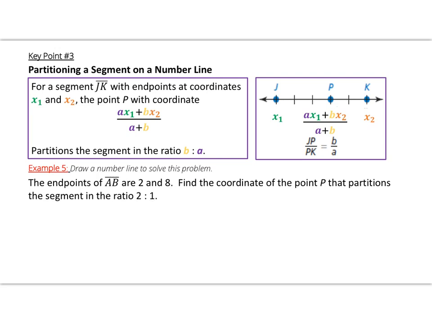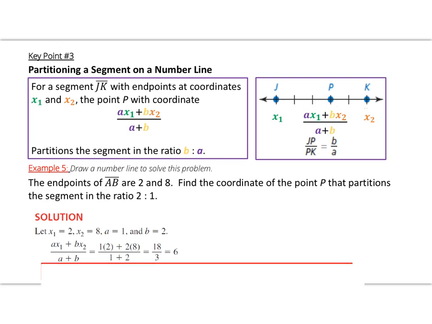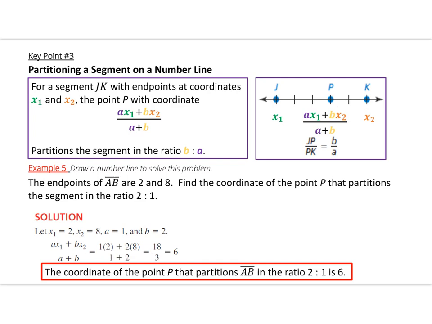So let's see this in action. So here we have 1 times 2 plus 2 times 8, all divided by 1 plus 2. So use your order of operations, you get 18 divided by 3, which equals 6. So our point P will land at 6 and have the ratio of 2 to 1. And there's a picture to go with the situation.